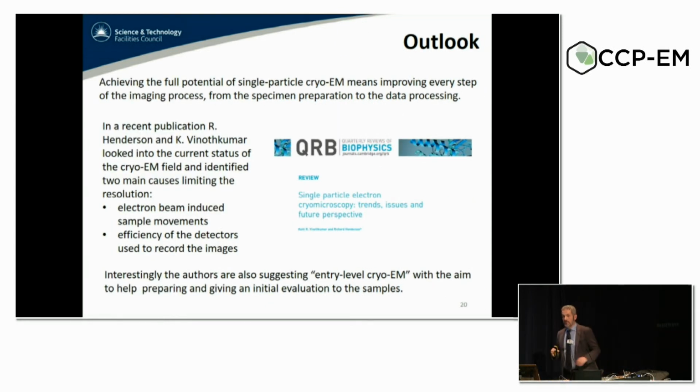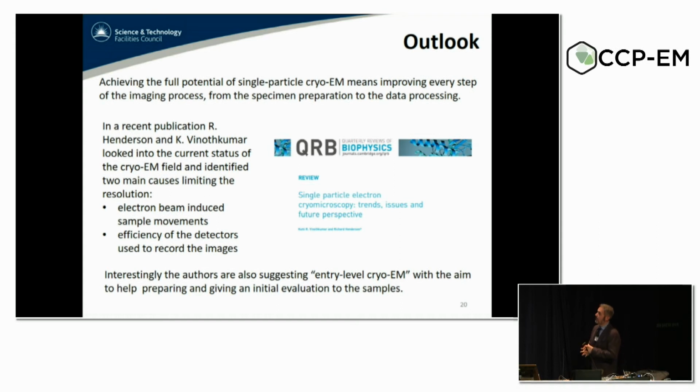What I talked about so far is effectively the development that we've done at STFC. You can imagine there are other developments ongoing at the moment, going more or less in the same direction. But what I would like to share with you is some kind of outlook. How do we achieve the full potential of electron microscopy from a detector point of view? I've used as a starting point the outcome of this recent publication, where two limiting factors were identified. The first one was electron beam sample movements, very well explained in the talk right before me, and the efficiency of the detectors used to record images.